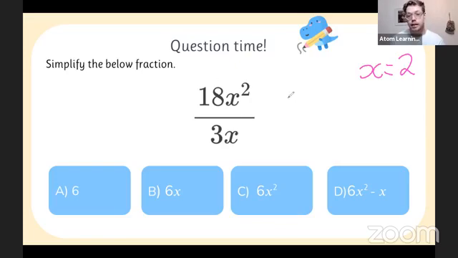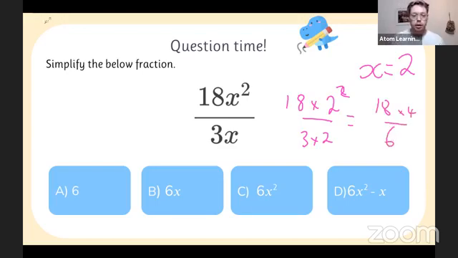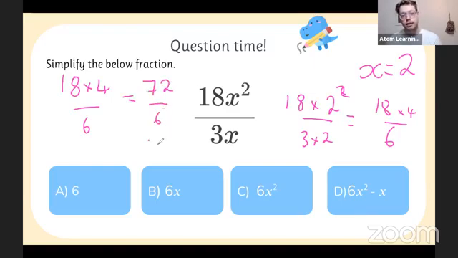So if we did 18 times 2 squared over 3 times 2, that would be 18 times 4 over 6. Now I'm going somewhere with this, I promise. I'm just going to go over to the other side of the screen. So I have 18 times 4 over 6. Now 18 times 4, how good is my mental math going to be? 4 times 10 is 40. 8 times 4 is 32. So that gives us 72 on the top, divided by 6. 72 divided by 6 equals 12. So I know when x equals 2, this fraction equals 12. What I can do next is sub that same 2 into these answer options.